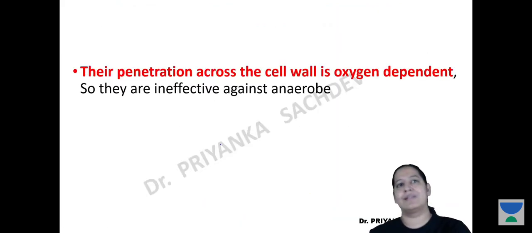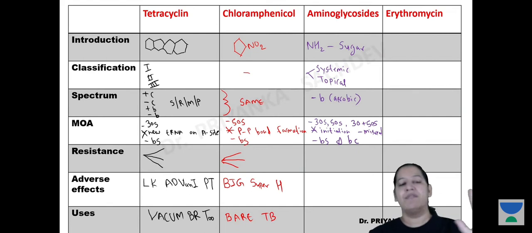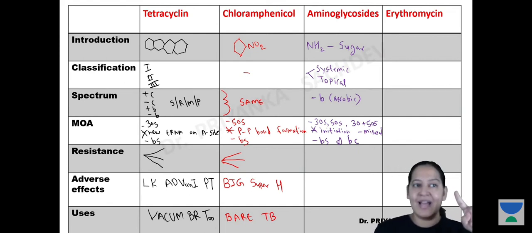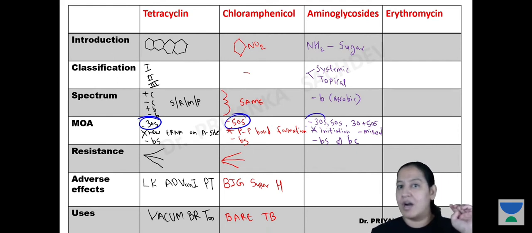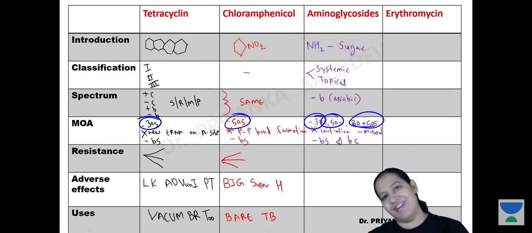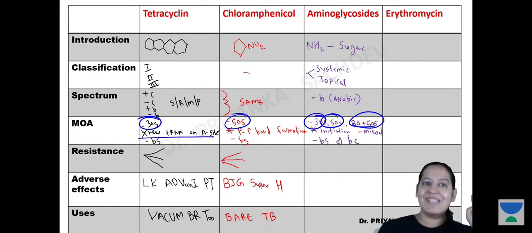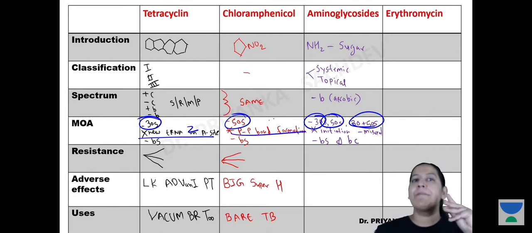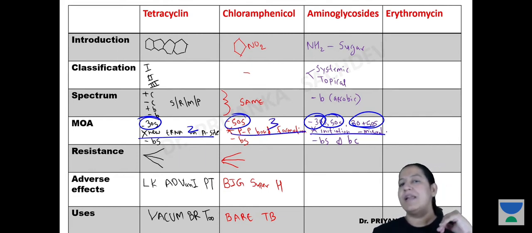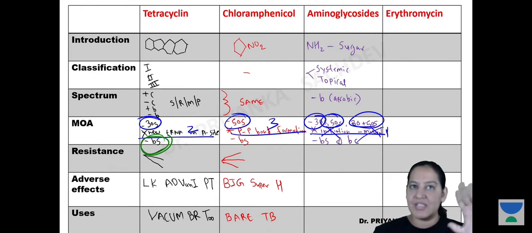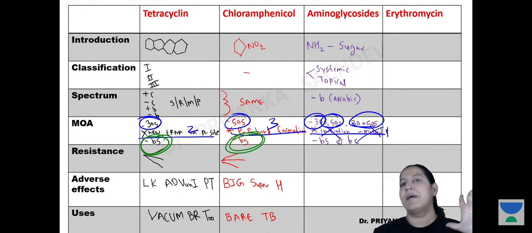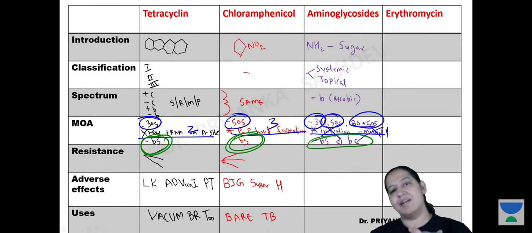So this you have to write. Please compare it with others. Tetracycline acts on 30S. Chloramphenicol acts on 50S. Aminoglycoside acts on 30S, 50S, and the junction. Tetracycline inhibits step number 2. Chloramphenicol inhibits step number 3. And aminoglycoside inhibits step number 1, that is, it inhibits initiation and causes misreading. Done. Give me a thumbs up. Tetracycline is bacteriostatic. Chloramphenicol is also bacteriostatic. But aminoglycoside is bacteriostatic as well as cidal.